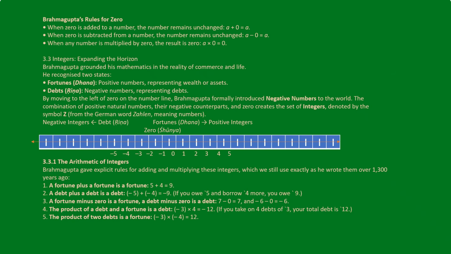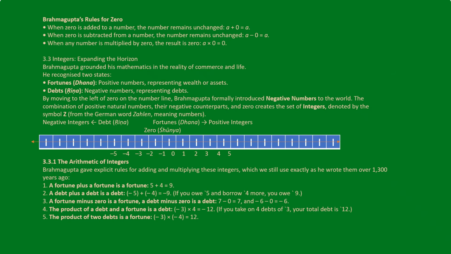Minus 0 is equal to minus 6. The number remains unchanged when it is manipulated with 0, whether the operator is positive or negative. In multiplication, 0 has a higher impact. Any number multiplied by 0 is always 0.